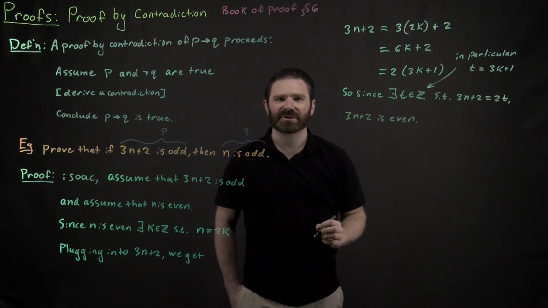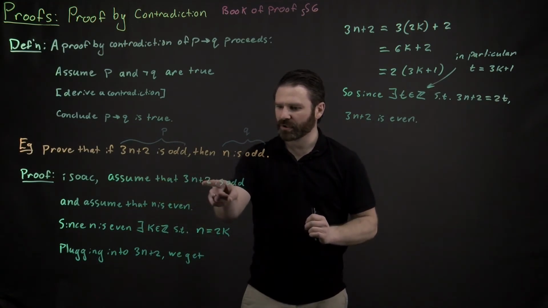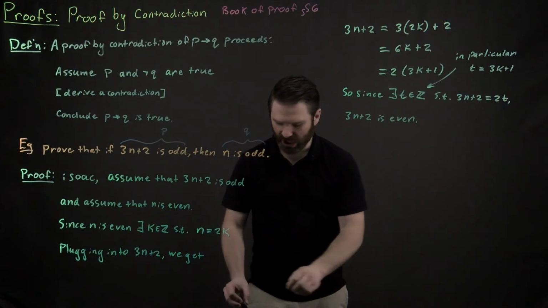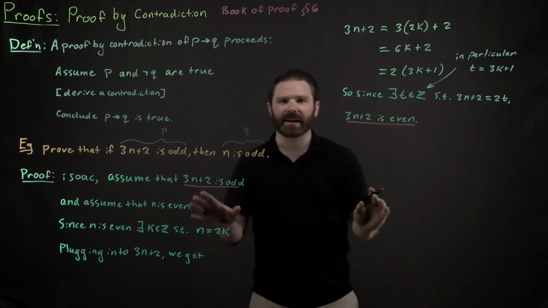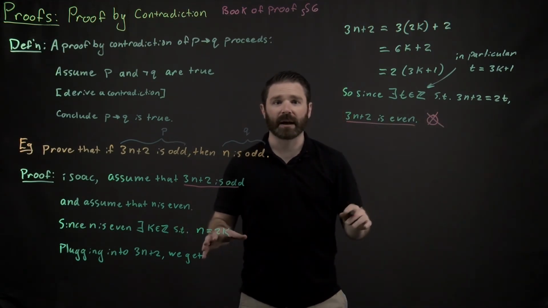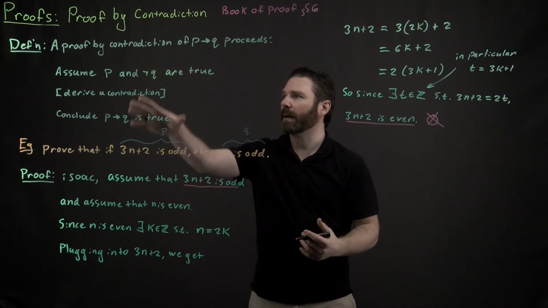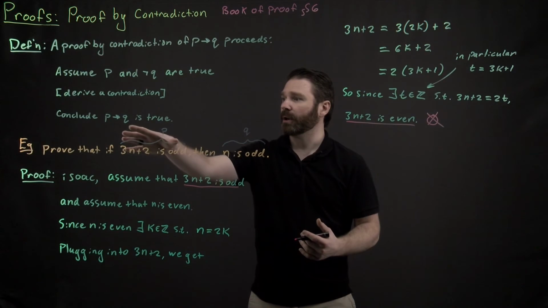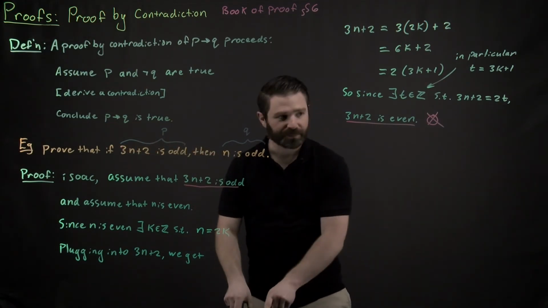And do you see how that's a contradiction? Here I have 3n plus 2 is even, but I have assumed that 3n plus 2 is odd. So this statement and this statement cannot coexist together. This is a contradiction. 3n plus 2 cannot both be even and odd at the same time. And so by my proof by contradiction process, I can then conclude that my original statement is true.